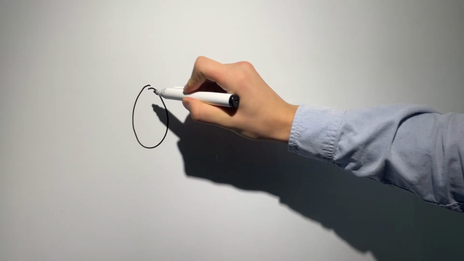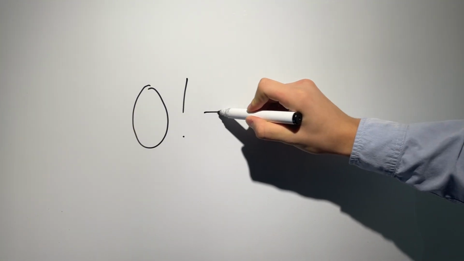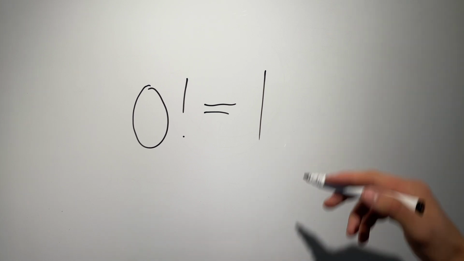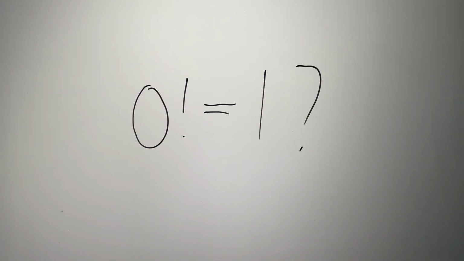Ever wondered why 0 factorial equals 1? I know, it seems a little strange at first, right? I mean, how can multiplying by 0 numbers give you 1? But trust me, this is one of those little quirks in math that makes everything fit together beautifully.